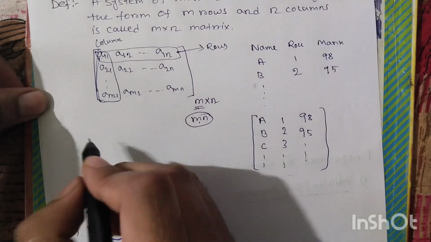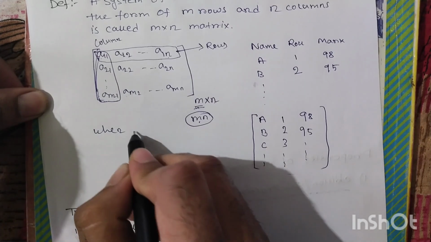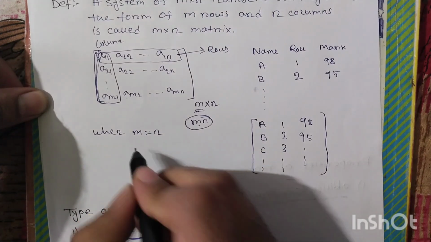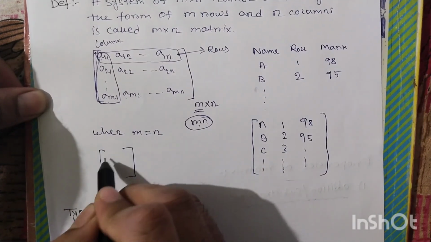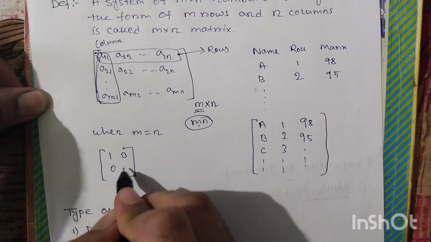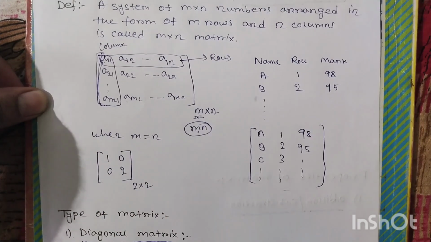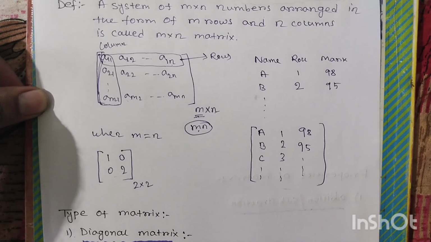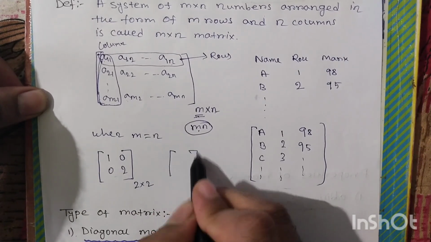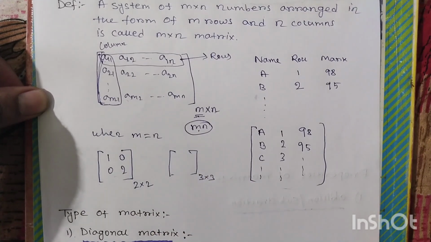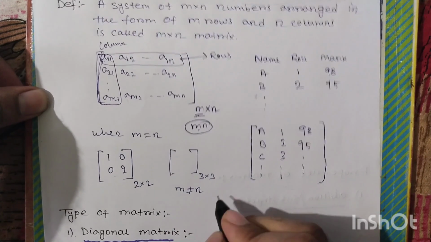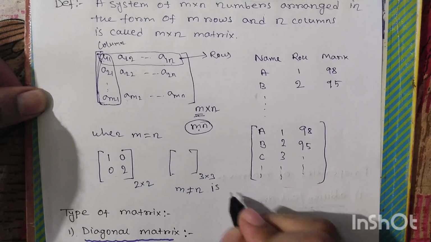When m equals n, then we can say that the matrix is a square matrix. For example, 1 0 0 2 is a 2 cross 2 matrix, 2 rows, 2 columns. This is called a square matrix. Similarly, you can obtain 3 cross 3 matrices. If m is not equal to n, then this matrix is not a square matrix.